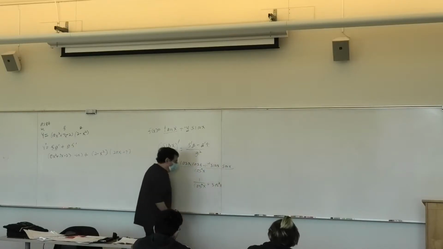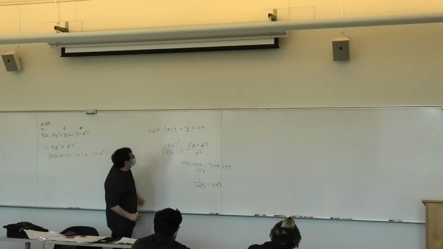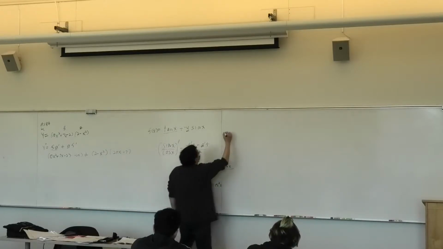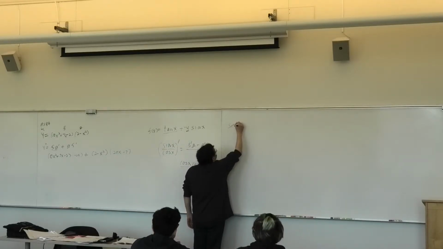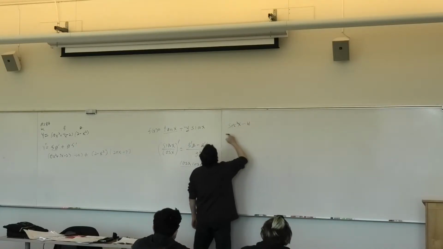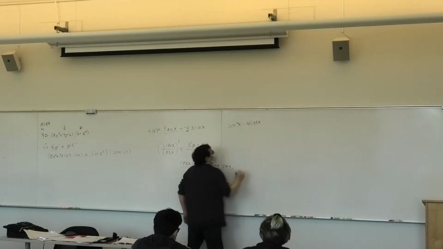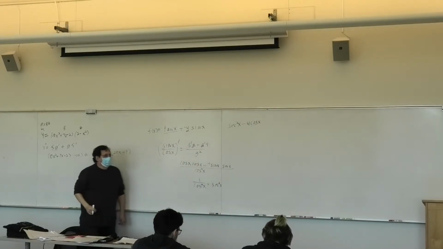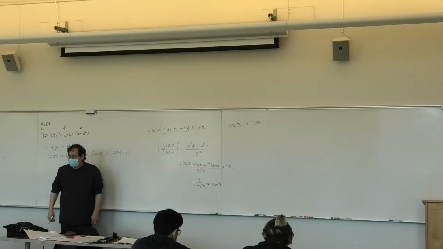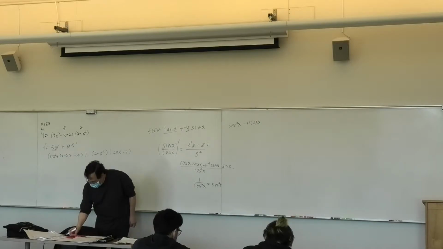Now you're a master. Okay, and that's just the first part, right? So we have secant squared x minus 4 times the derivative of the sine, which is the cosine. And we're done. Okay? All right.